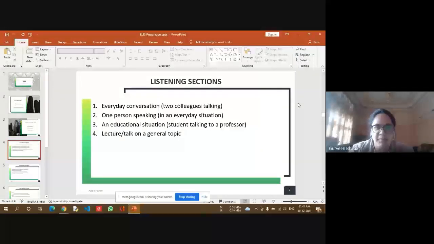For example, what all comes in the listening section in the general training module? You might be given a particular everyday conversation. A voice would be played. You have to carefully listen to what they are telling you in the voice. It might be an everyday conversation, for example, two colleagues talking to each other, right? It might be one person speaking about an everyday situation. It might be an educational situation where a student is talking to a professor, or it might be a lecture or talk on a general topic. The topics may vary. So, there are some important points that you need to keep in mind while attempting this listening section.